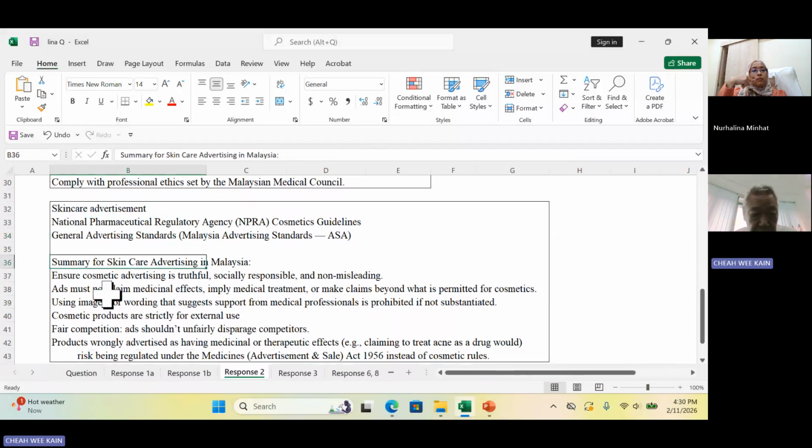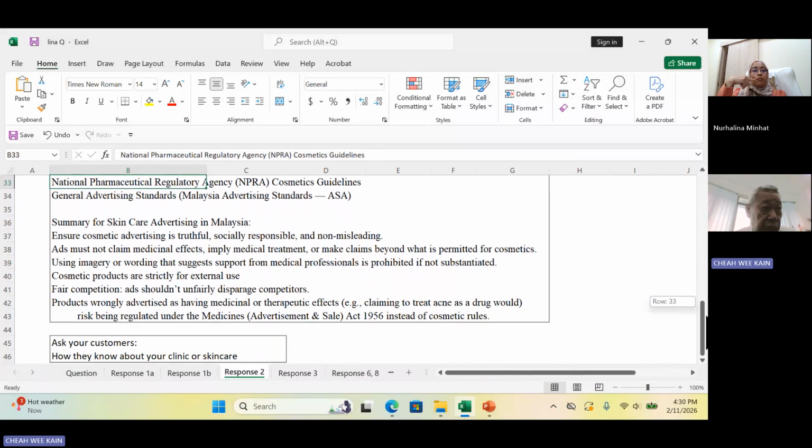So summary for you, you ensure you are truthful and socially responsible, and this is the first one. If you don't do this correctly, you will have a problem with the regulatory agency. If you have a problem with the agency, the few things they can do, they can report to the relevant authorities, and then maybe your SSM will be kicked out.